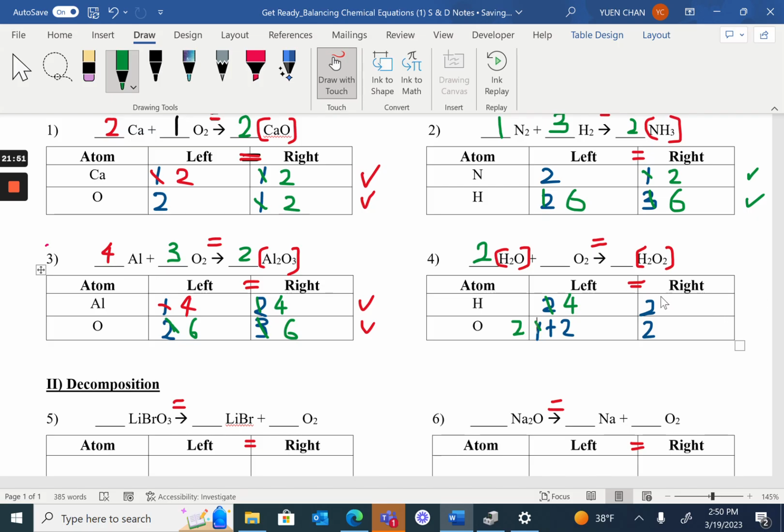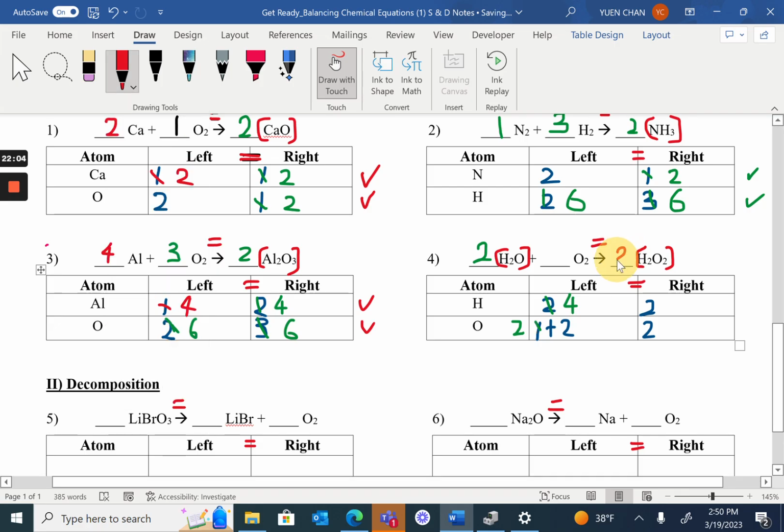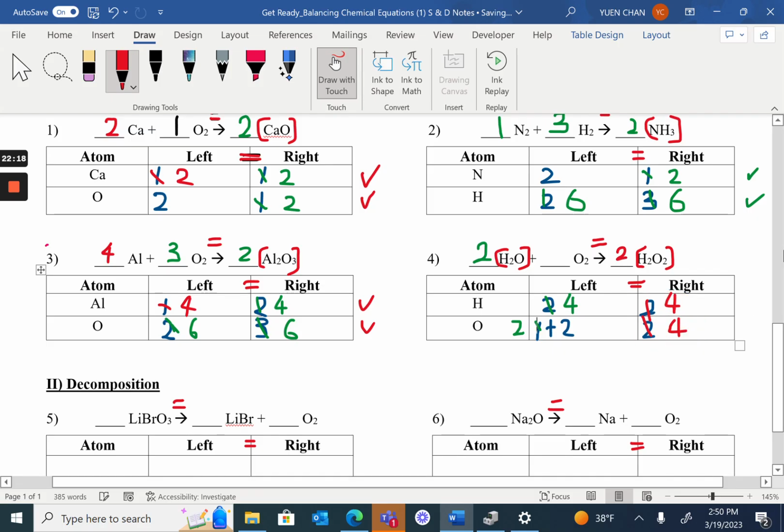Okay. So maybe I'm going to change the... I want the hydrogen to be balanced, right? So I want to put the 2 in front of H2O2, right? So I'm going to make hydrogen on the right hand side 4. And then I'm going to make the right-hand side oxygen 2 times 2, which is 4. All right. Now, read carefully.